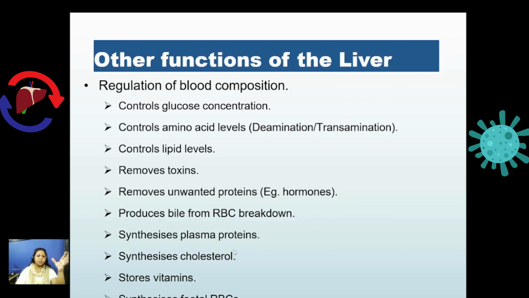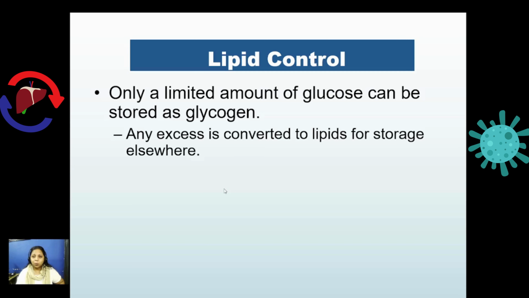Then the next one is carbohydrate control. Now, as we have discussed, extra glucose is converted. First of all, excess sugar from digestion is converted into glucose, and the regulation of glucose is under control of insulin and glucagon. If there is more glucose, then that glucose is converted into glycogen that is stored in our body. Then lipid control: only a small amount of glucose can be stored as glycogen, and the excess is converted to lipid for storage anywhere. So if you think you are not taking oil and only taking glucose or carbohydrate, even then that is converted into lipids and stored in your body.